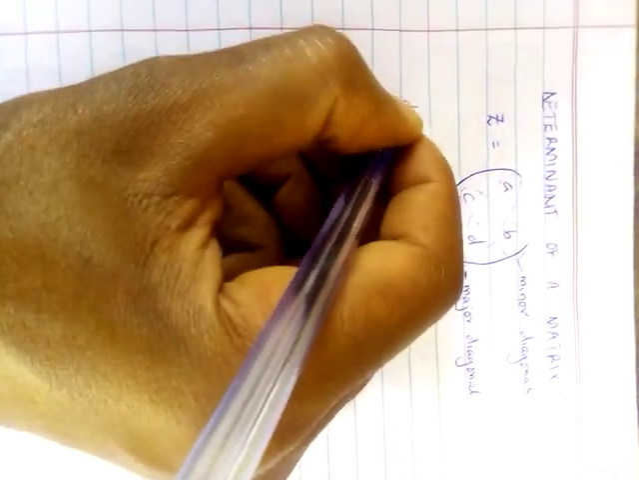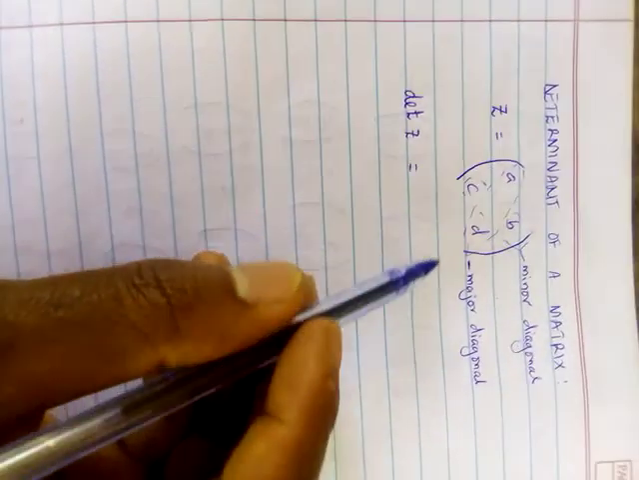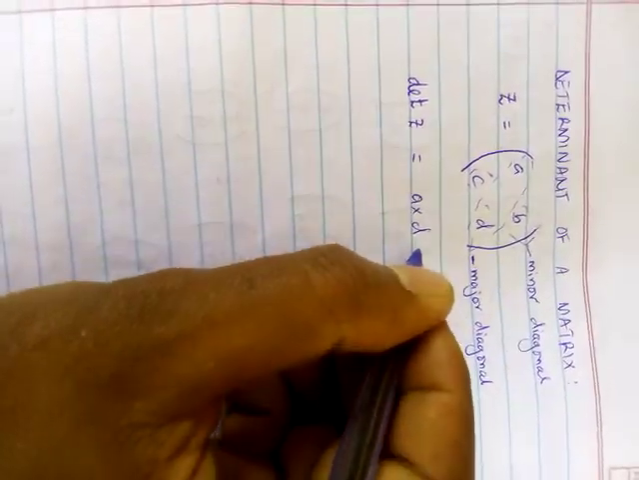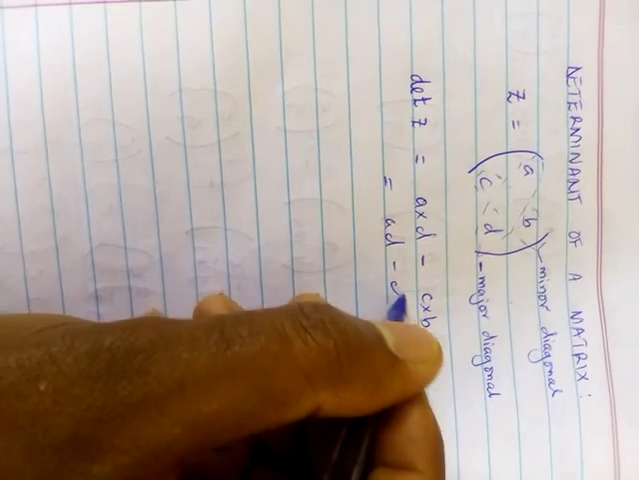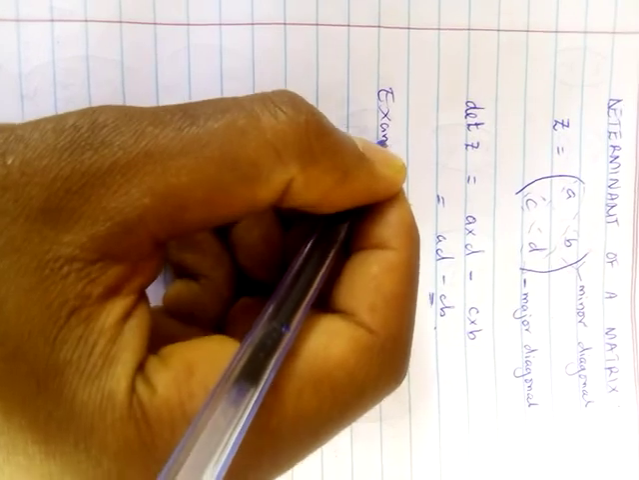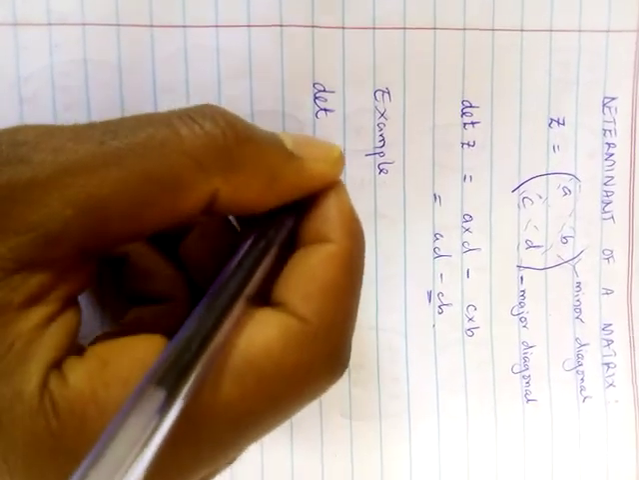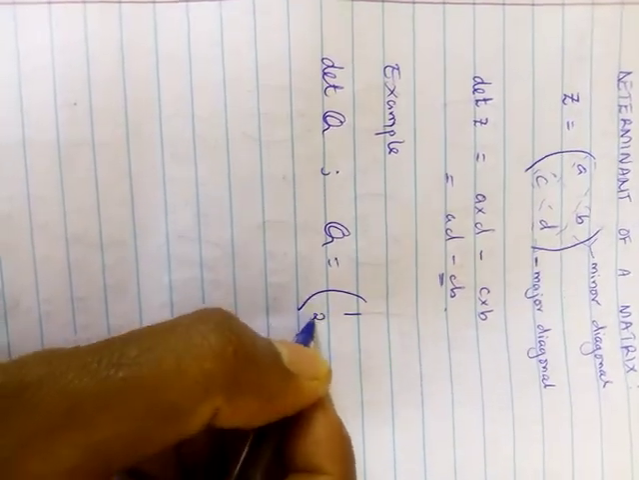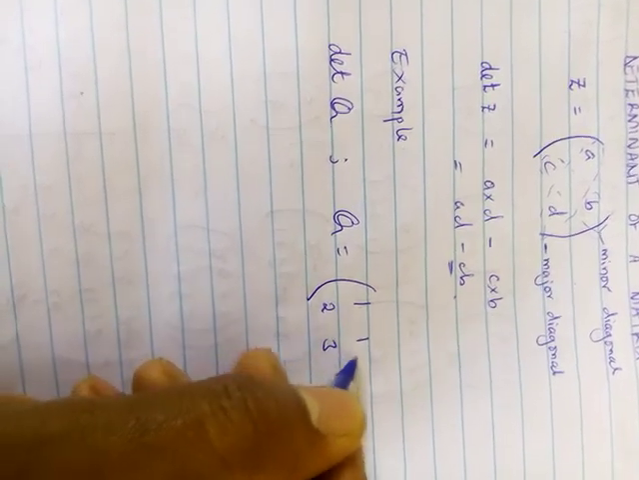The determinant of a matrix Z is abbreviated as det. So det Z, or determinant of Z, is the difference in the product of elements in the major diagonal, A times D, minus the product of elements in the minor diagonal, C times B. In other words, it is simply AD minus CB. If we can get a simple example, if you are told to find the determinant, the det of matrix Q, given that matrix Q is equal to 1, 2, then maybe 1, then 3.